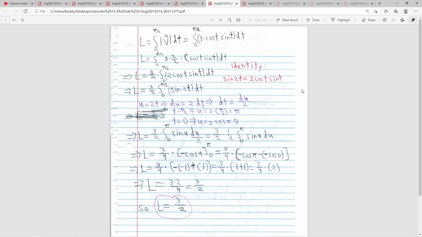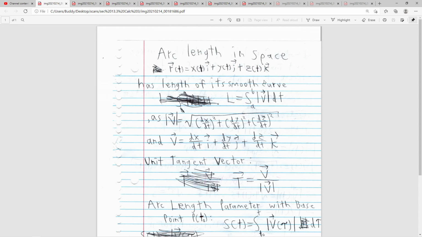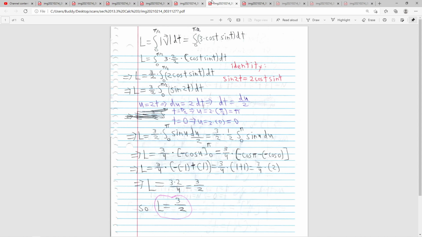And now it's time for L, since we also want to find the length of the smooth curve. The length of the smooth curve of this function is the integral of the magnitude of v, which is 3 cosine t sine t, between 0 and pi halves.